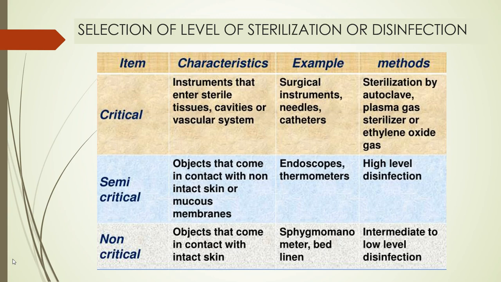There are semi-critical levels of disinfection, that is to say intermediate disinfection, that may be required. This would be something, for example, like a thermometer that's placed in the patient's ear, or mouth, or objects that come in contact with non-intact skin, for example, treating a diabetic ulcer.